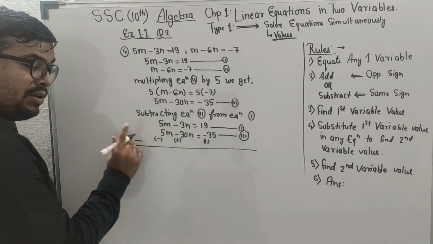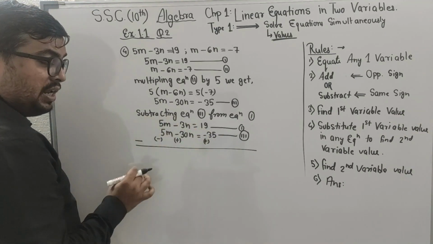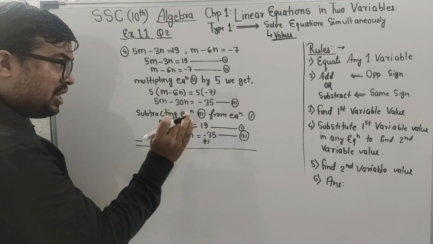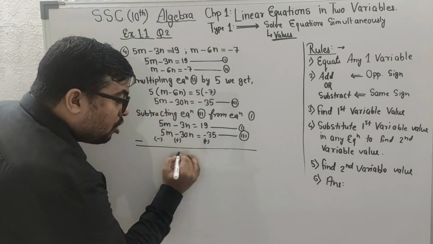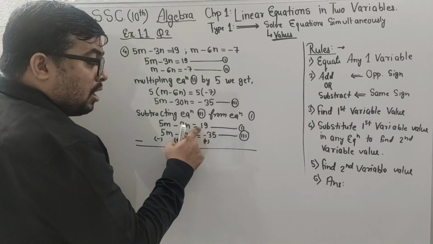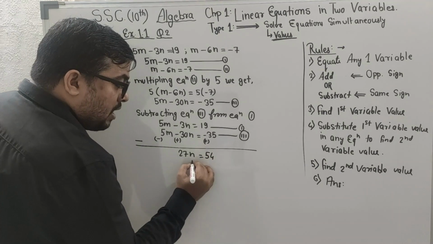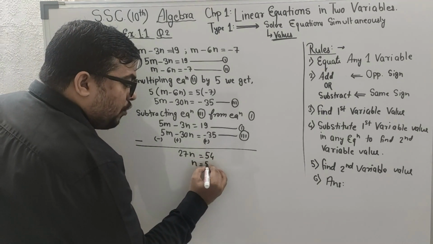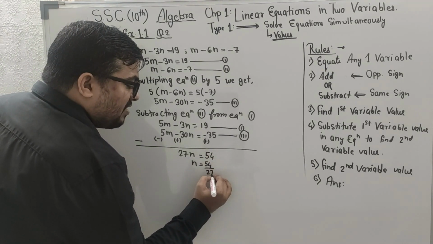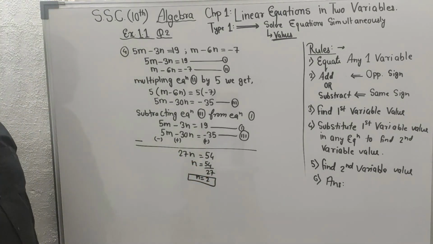5m minus 5m is cancelled. Minus 3n plus 30n. Please pay attention. Minus 3n plus 30n is 27n. And here also it is 19 plus 35 is 54. n is equal to 54 divided by 27. n is equal to 2. You got value of n.